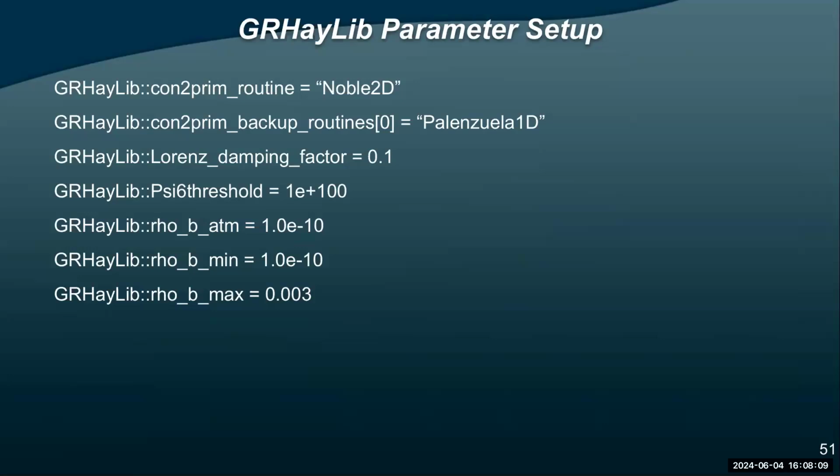So I'm just going to go over how you use the GRHayL thorn very quickly. First of all, if you want to set the conservative-to-primitive routine, you just pass it the name of the routine you want from GRHayL. And then for the backups, there's 0, 1, 2, because we have up to 3. And you just pass again the routine you want.